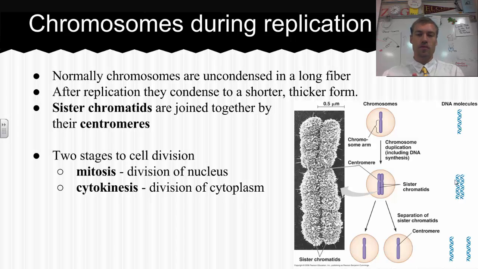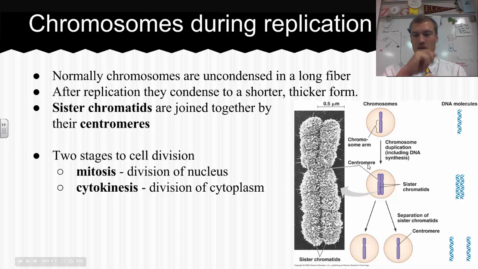Now, chromosomes during replication, normally they're uncondensed in a long fiber. So what that means is that they're spread out. You can't actually see them underneath a microscope. However, after replication has occurred within the cell cycle, they're going to condense to a shorter, thicker form where we can actually see them. And when this happens, replication has occurred, so we've got a pair of chromosomes, which we call sister chromatids, that are genetically identical to one another as long as there haven't been any mutations. And they are held together by the centromere, which is right here in the center.